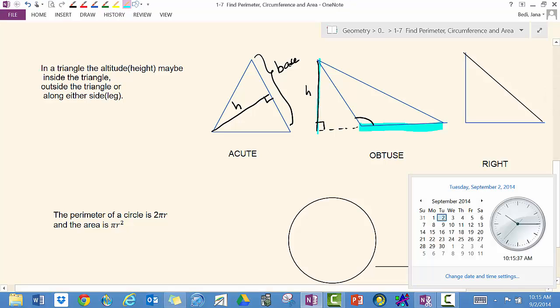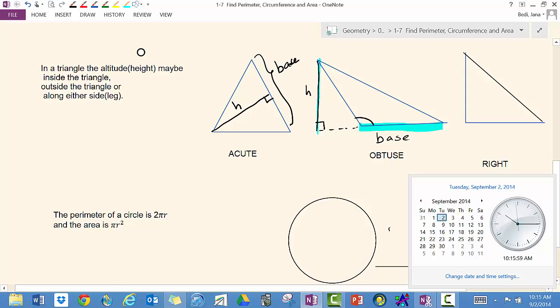Also, that tells us that we want to use that height and this base only, the one in blue, to find the area. Okay.